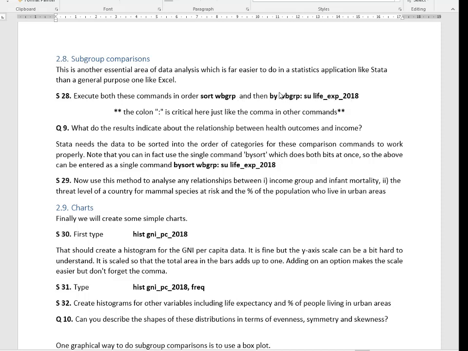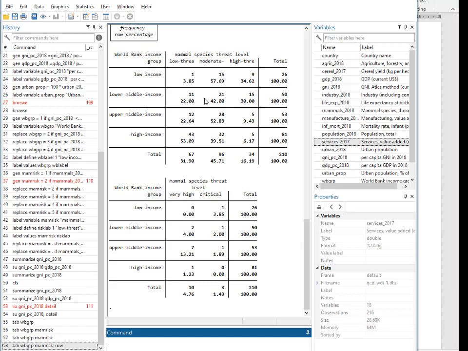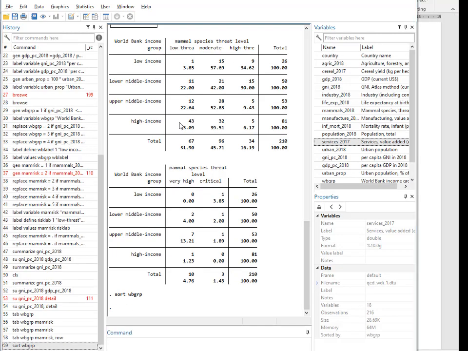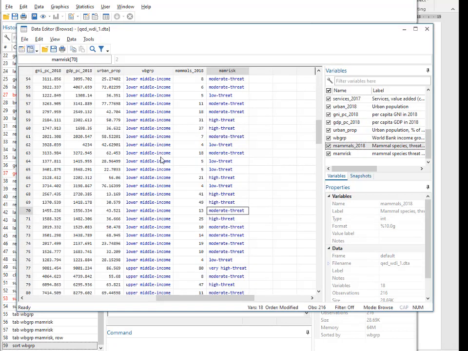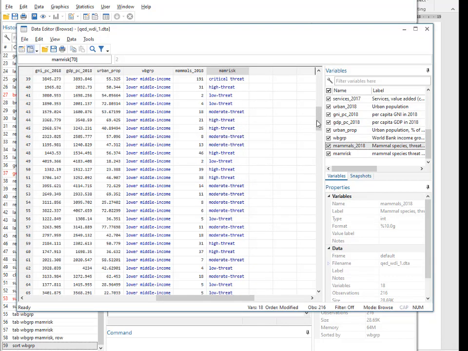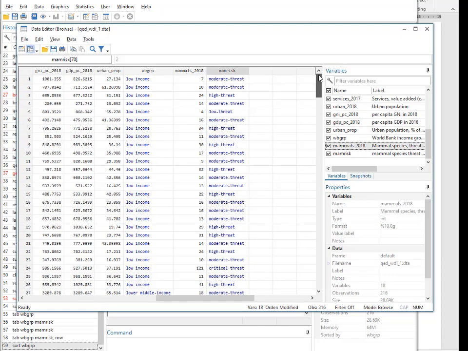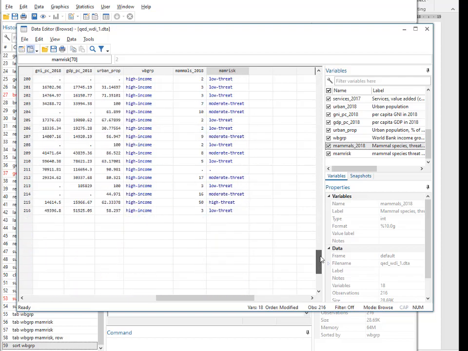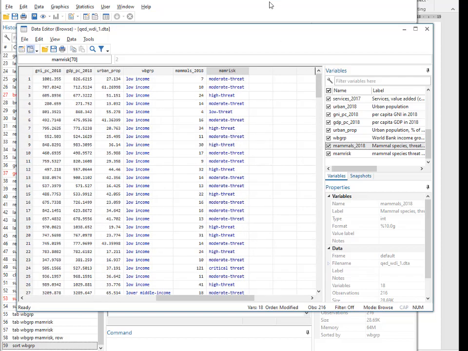If you do this command, then it likes to have the data sorted into order before you do it, otherwise you won't get the right results, or it'll actually sometimes refuse to do it. So sort World Bank group, it's useful to know what that does anyway. So if you type that in and then go to the data, you'll see it's been ordered from the low income all the way up to high income. So let's put them in order.